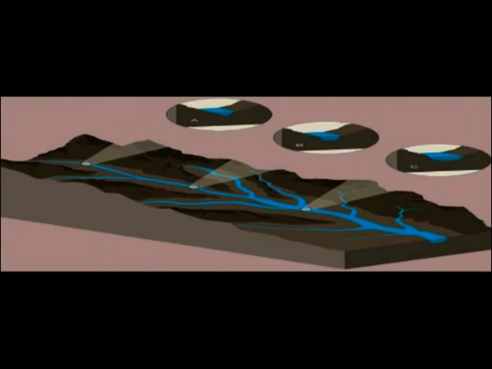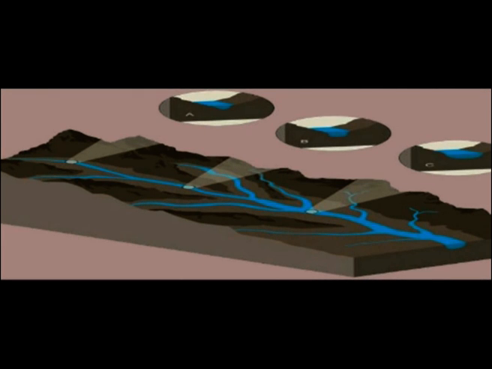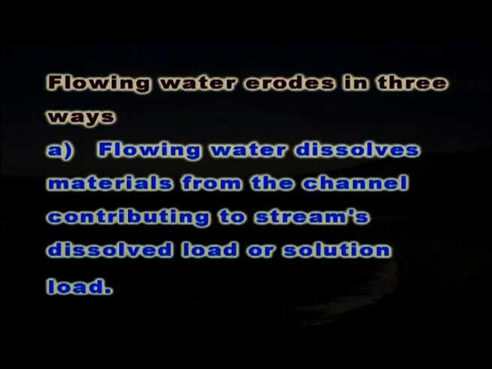Stream erosion is the detachment of material from the bed or sides of the channel. Approximately 95% of a stream's energy is used to overcome frictional effects imposed by the channel and internal molecular friction. This leaves only 5% of the stream's energy for vertical and lateral cutting. Flowing water erodes in three ways.